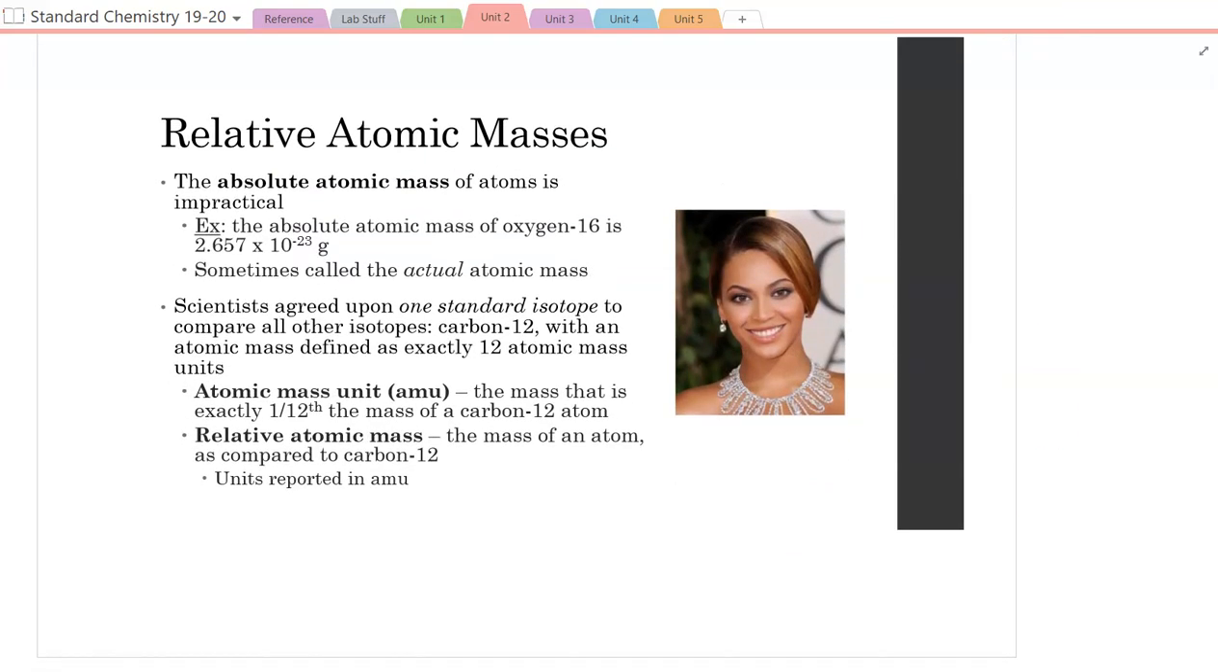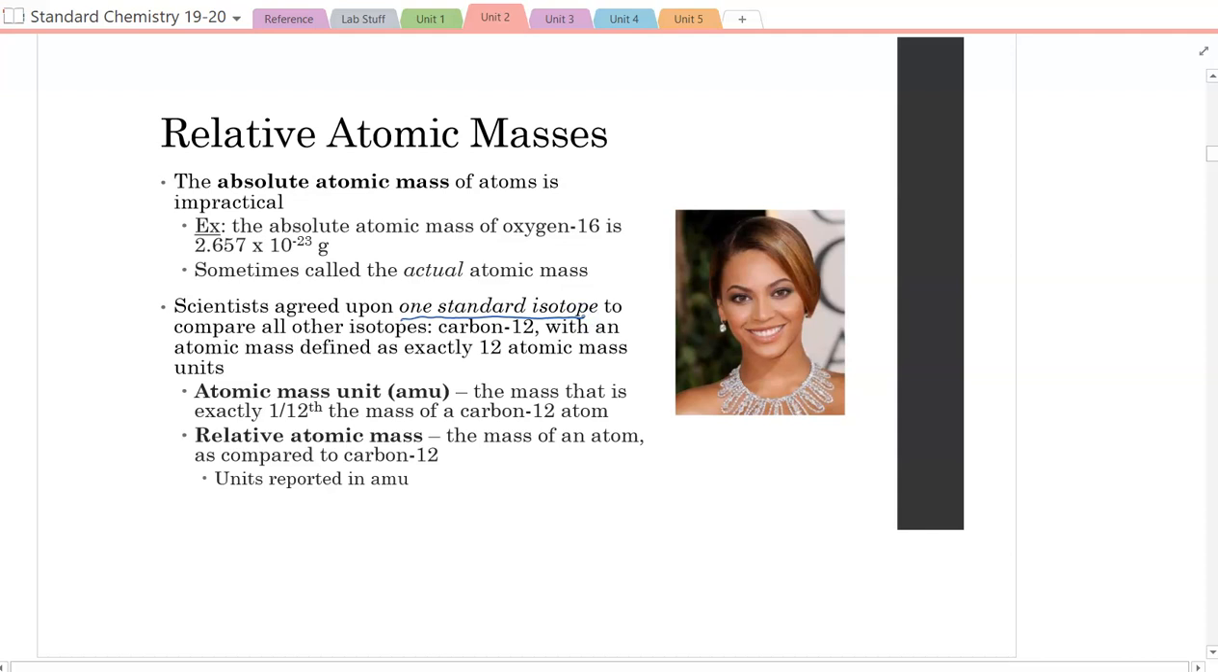So let's see how this works with atomic masses. First of all, note that this first definition here, the absolute atomic mass, is an impractical sort of value to work with. This is basically if you took one single atom and put it on a balance, what is that mass? It's a very, very small amount. So the absolute atomic mass of oxygen-16, for example, is 2.657 times 10 to the minus 23 grams. Yes, that's an actual mass, and it's really difficult to work with numbers like that, so we don't actually use that at all. Instead, what we do is we agree upon, and this is the scientific community, one standard isotope to compare all other isotopes.